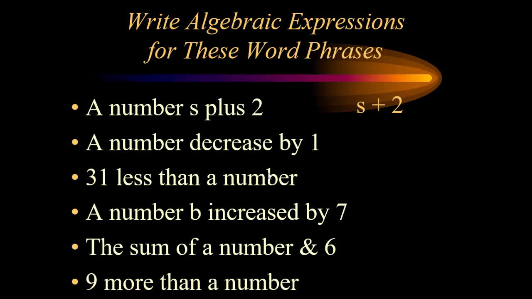Here's some more examples. Take a moment to pause the video and try these by yourself. A number S plus 2, a number decreased by 1, 31 less than a number B, increased by 7, the sum of a number and 6, 9 more than a number.